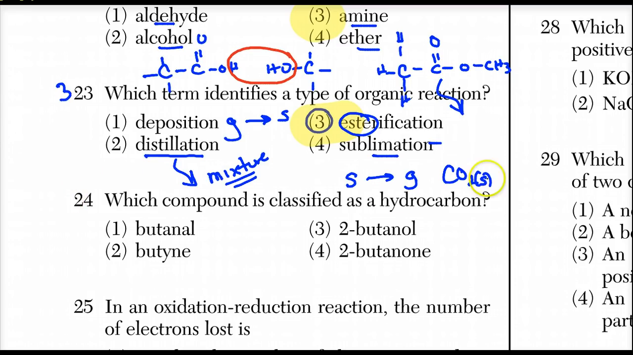24, which compound class is a hydrocarbon? Just hydrogen, just carbon. Well, butanol is an alcohol group, has an OH. Butanone from Table R has a carbon double bonded to an O from Table R.